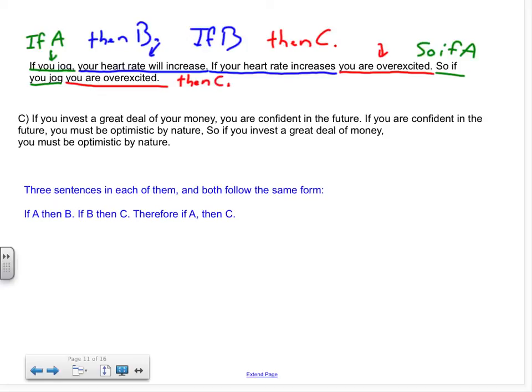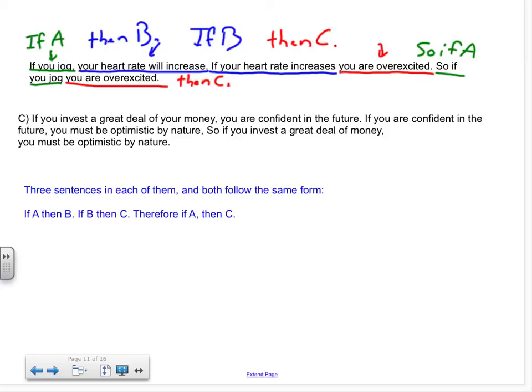So we have if A, then B. If B, then C. So if A, then C. All right, let's take a look at answer choice C. It reads as follows. If you invest a great deal of your money, you are confident in the future. If you are confident in the future, you must be optimistic by nature. So if you invest a great deal of money, you must be optimistic by nature.